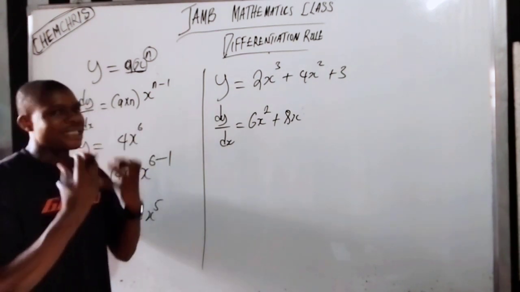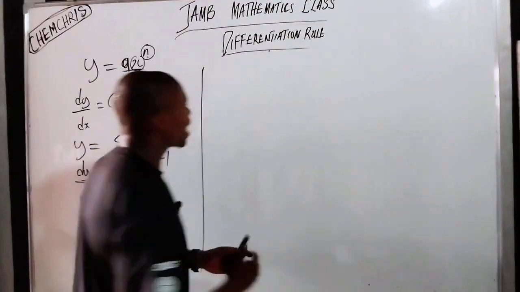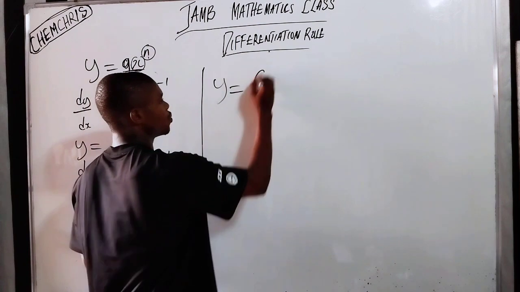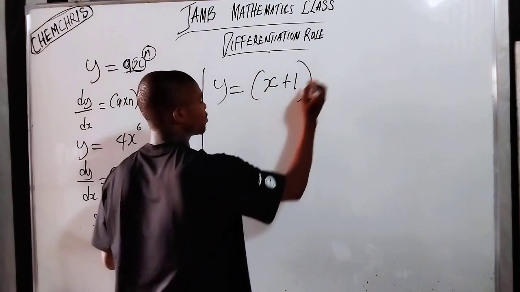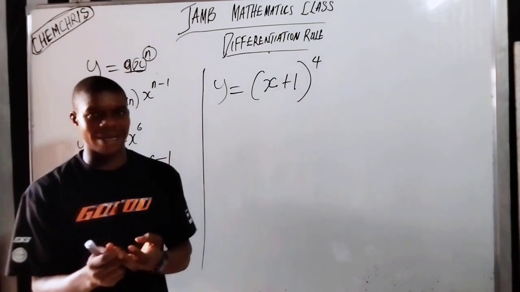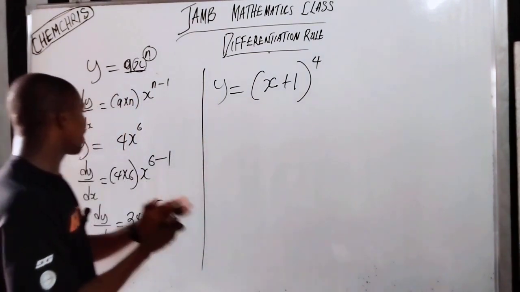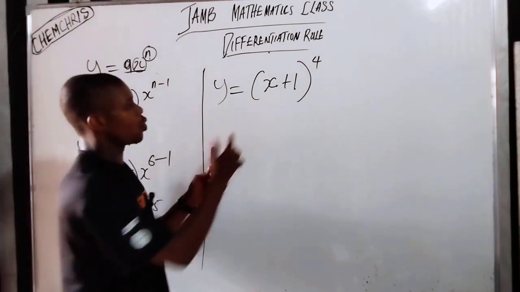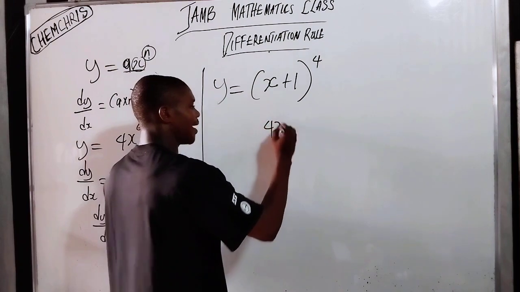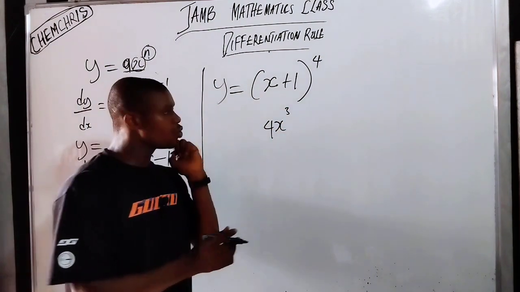So now it gets tougher when you have something like this. If you now have y equals x plus 1 raised to 4, now this is where things get complex. Do you understand? This is where things get complex. So this one is not like a regular one here. You have the inside, you don't have a single power like we had 4x raised to power 3. You can't differentiate it the same way.